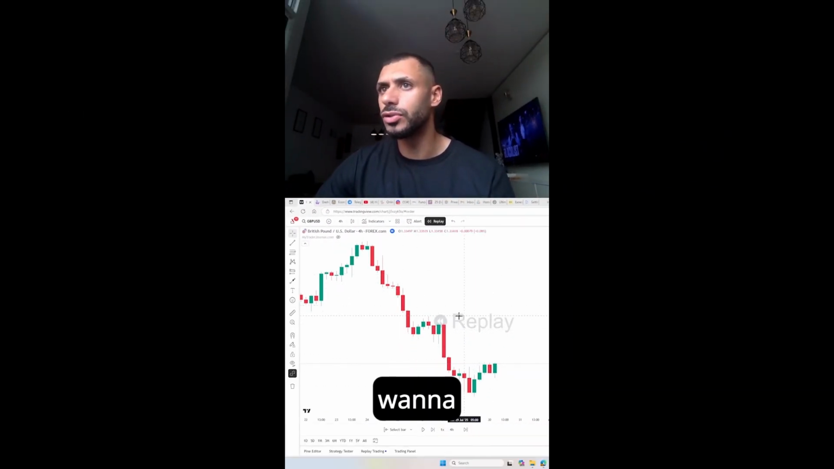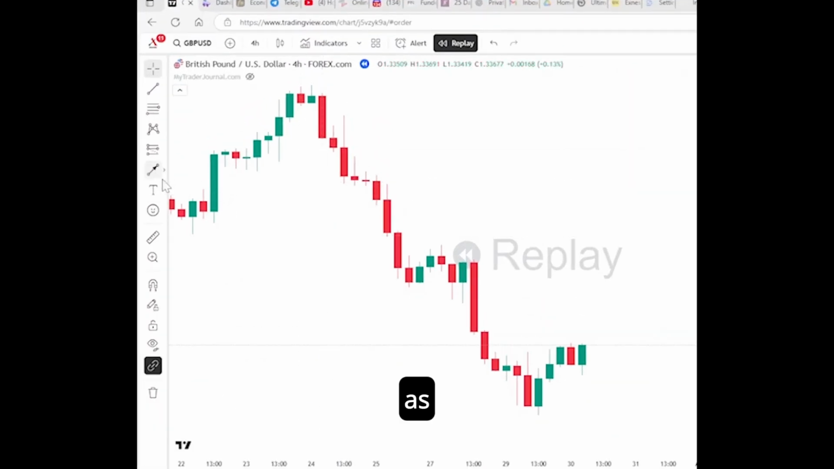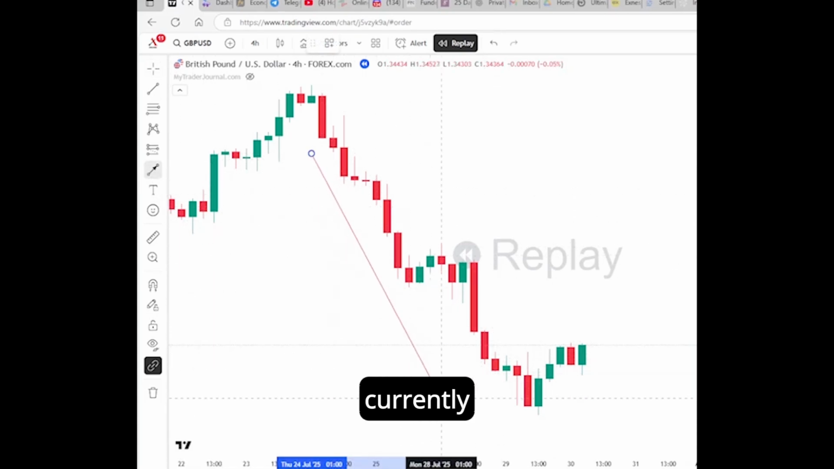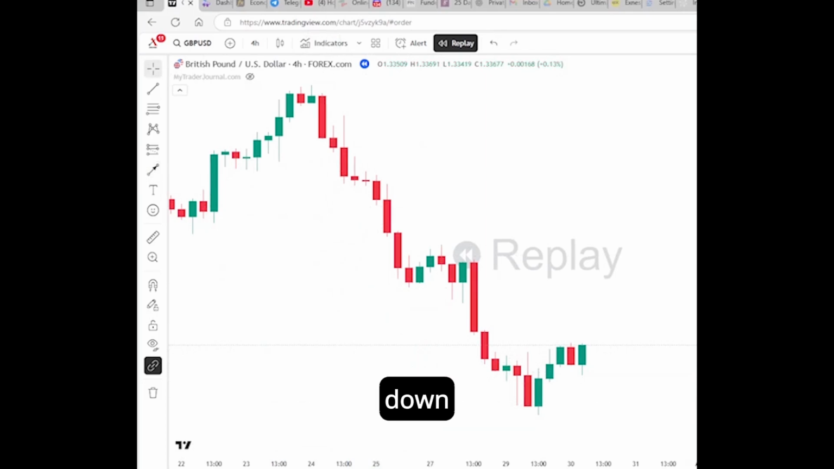The first thing you want to do is make sure that you're in a pair that is actually trending, either in an uptrend or in a downtrend. As you can see on my screen over here, I have GBP USD and this is the 4-hour chart. You also want to make sure that you are in a higher time frame. So you can clearly see that the market is currently in a downtrend.